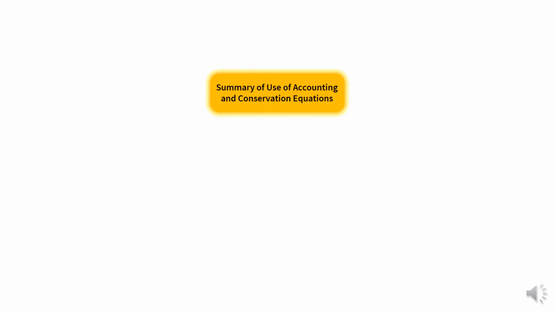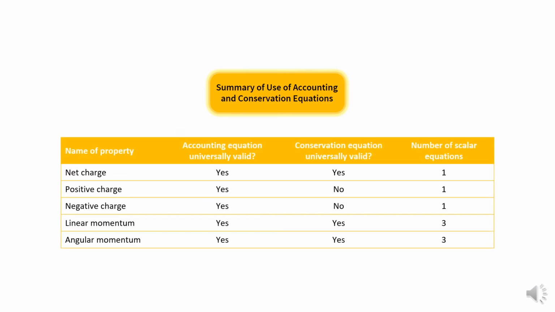One scalar conservation equation can be written for net electric charge, and one accounting equation can be written each for positive and negative electric charge. However, only two of these three charge equations are linearly independent. And linear and angular momentum are three-dimensional vector quantities. Thus, three scalar, linearly independent equations can be written each for linear momentum and angular momentum.